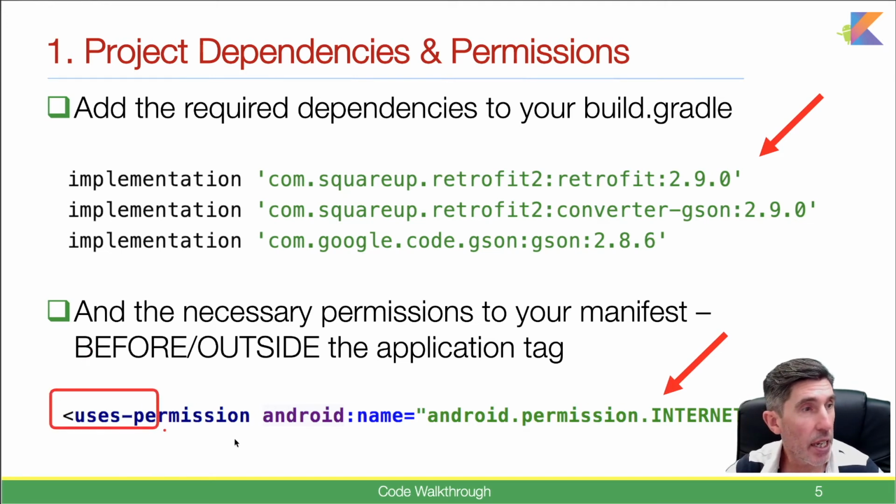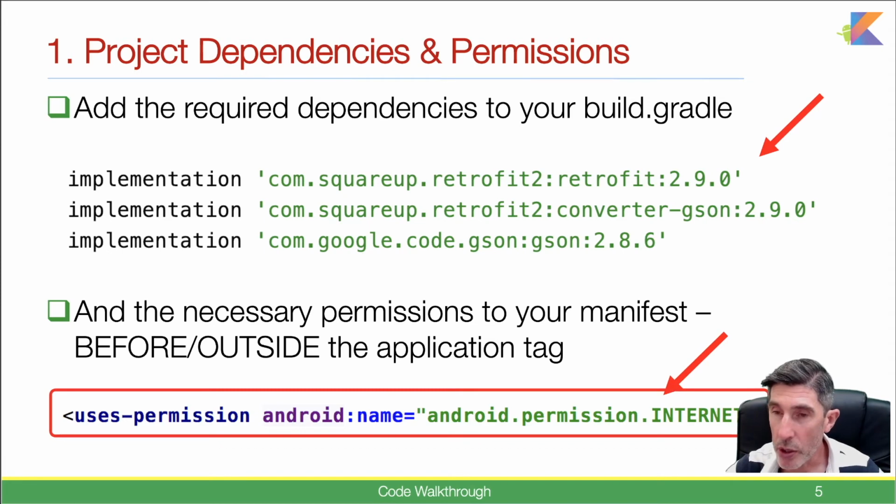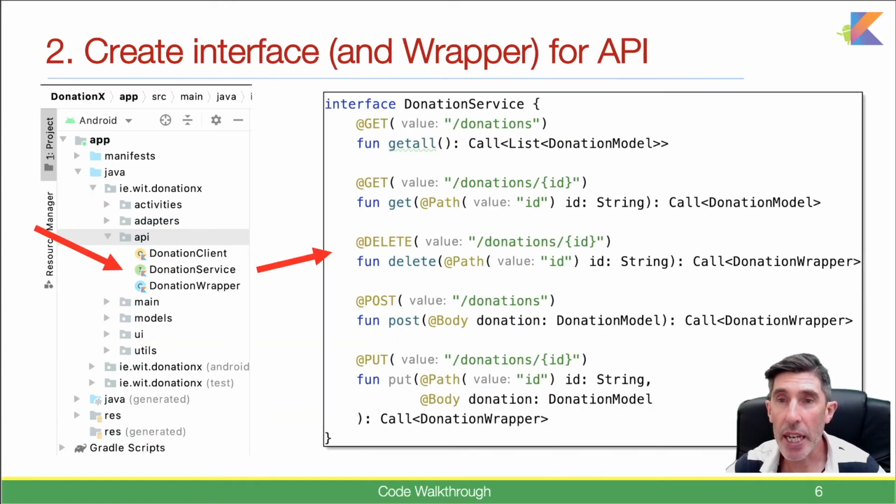And we also need our permissions, because obviously we're accessing the internet, we're going outside the scope of the app itself, so we need permission to access the internet. So again, that would go in your manifest file, outside the application tag. Okay, so the next thing was to go and create the interface and the wrapper as necessary.